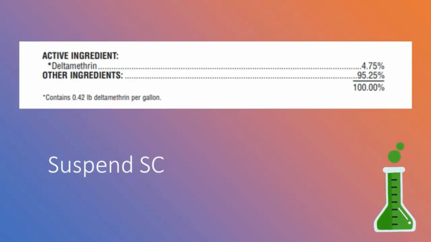Suspend SC active ingredient is deltamethrin, 4.75%. Other ingredients are 95.25%, and it contains 0.42 pound deltamethrin per gallon.